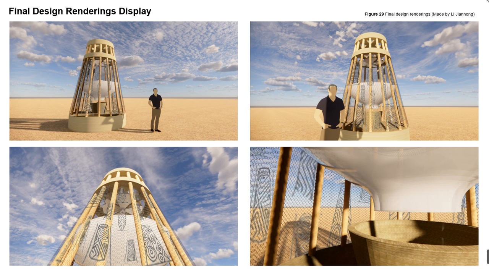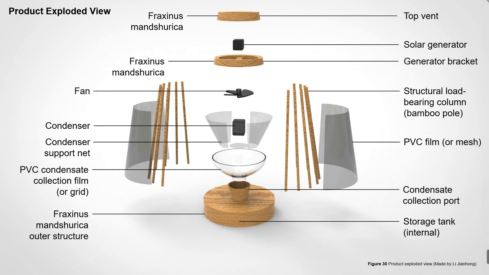The middle part is the condenser, and the role of the condenser is to condense the air injected by the fan to form condensed water. The lower part is a water storage platform, which can receive and store the condensed water. Then there is the product explosion view.